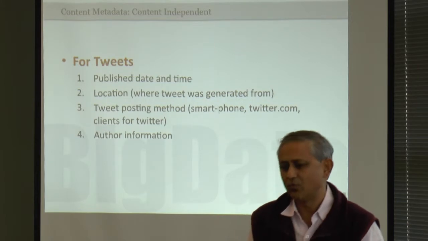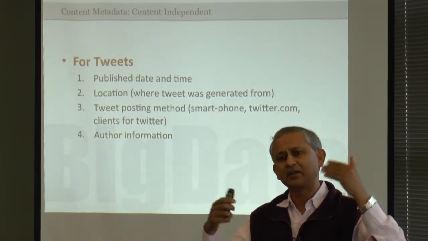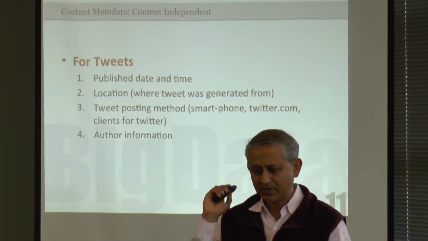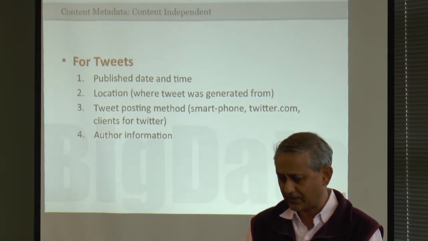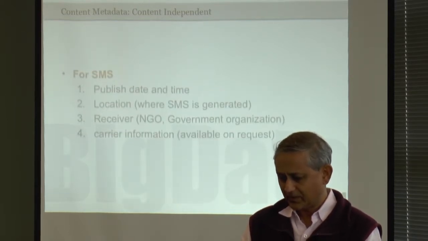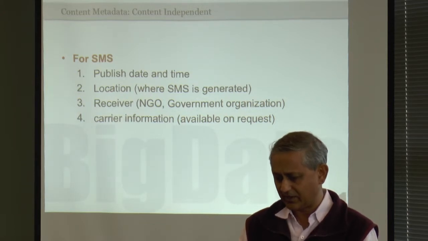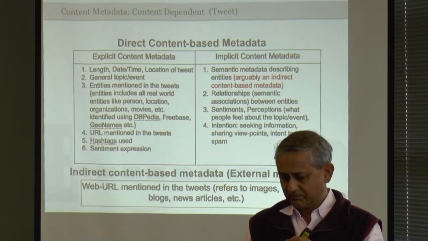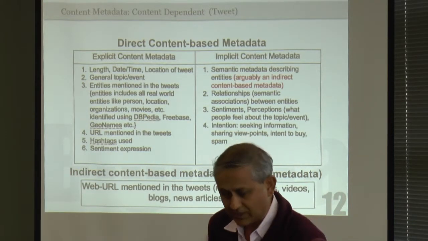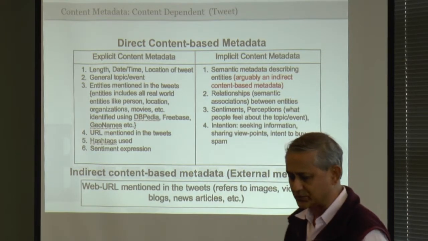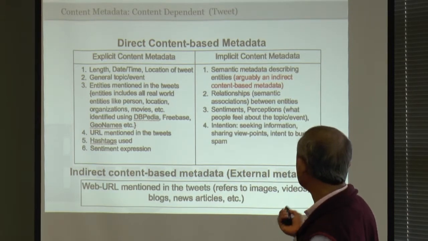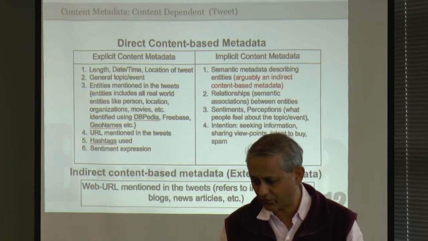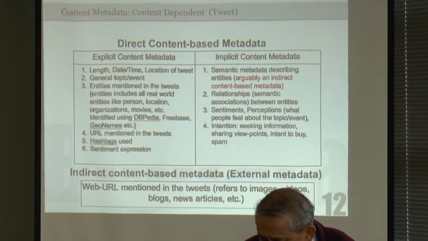So, now with the broader framework of content independent and content dependent metadata, you look at every different type of content. For tweets, for example, I listed some of the content independent metadata, then some of the content dependent metadata. For SMS, they're different. Here is the content dependent metadata for a tweet. On the left are explicit content metadata and implicit content metadata. So you can see a comprehensive form of information, and for each of them, you can figure out the applications.